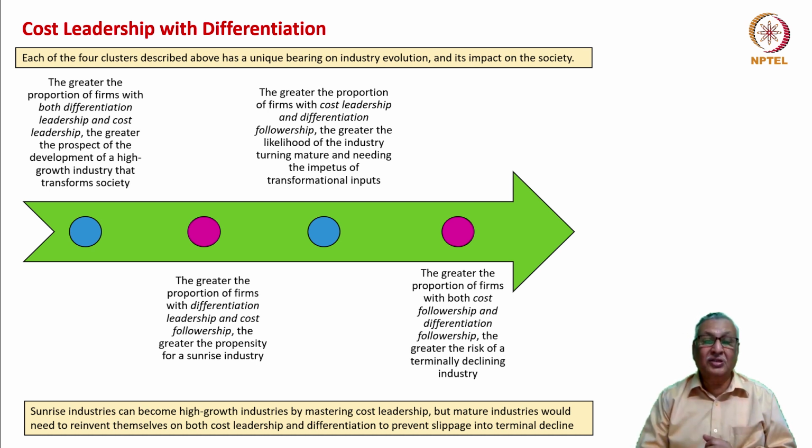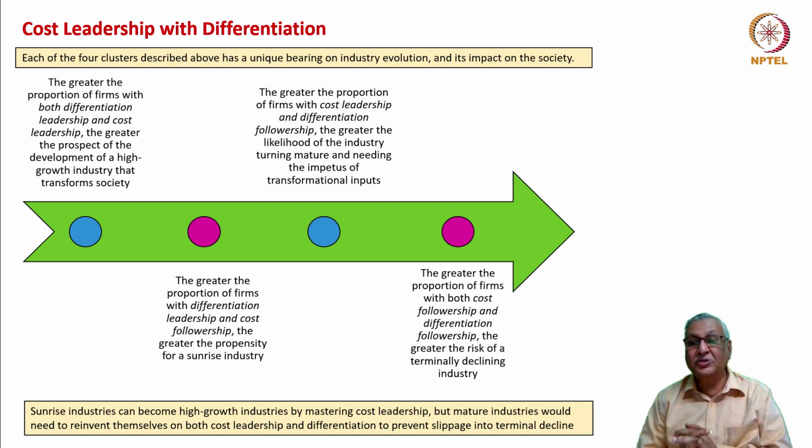This is not to say that the other 3 categories are not required or should not be taken. Other 3 categories are also required because the society and the pyramid of incomes has to be served in multiple ways. But the driver, the one which provides the tractive force, is the one which will have both differentiation leadership and cost leadership. Sunrise industries can become high growth industries by mastering cost leadership, but mature industries would need to reinvent themselves from time to time on both cost leadership and differentiation to prevent slippage into terminal decline.